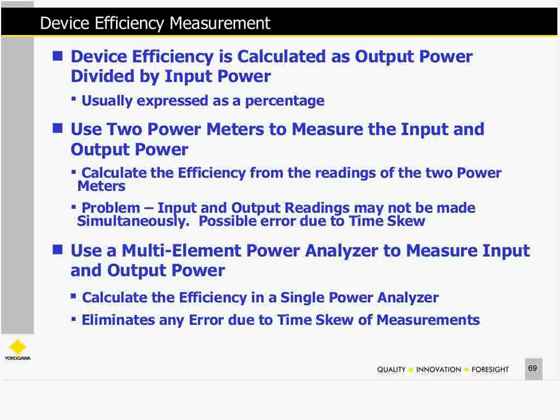Now, drive efficiency is calculated as output power divided by the input power, usually as a percentage. To do this on a variable speed drive, you could use two power meters to measure input power and output power. One of the problems there is a time skew between the two readings. What we recommend is using a multi-element power analyzer so we can make those measurements simultaneously and calculate the efficiency in the single power analyzer, and that's going to eliminate any of the error due to the time skew.